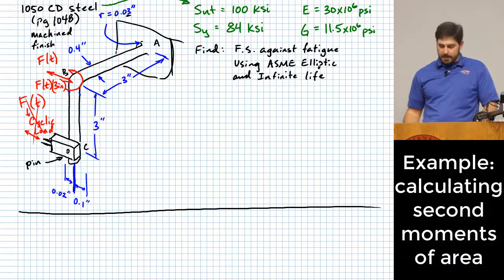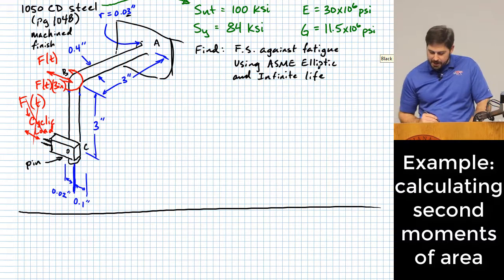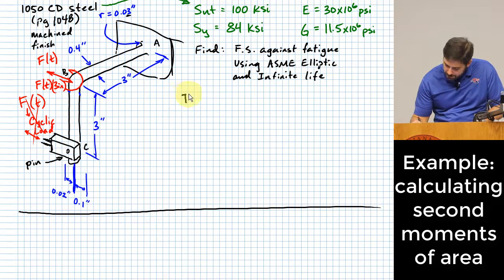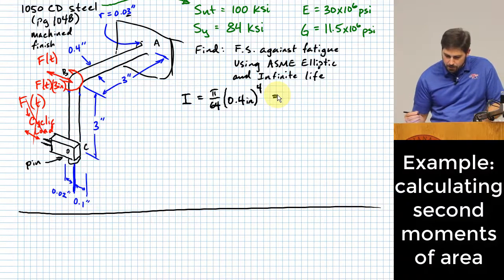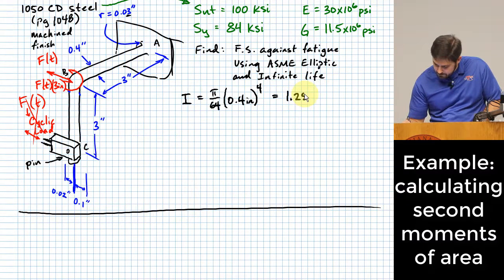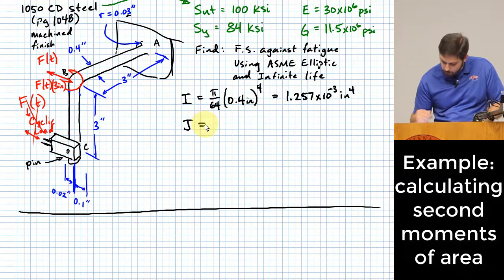We're going to need a couple of values a couple different times here, so let me just solve for them real quick. What is the moment of inertia for the 0.4-inch diameter rod? Pi over 64 times what? 0.4 inches to the 4th power. And I get that this is going to be 1.257 times 10 to the minus 3 inches to the 4th. What about J, the polar second moment of area?